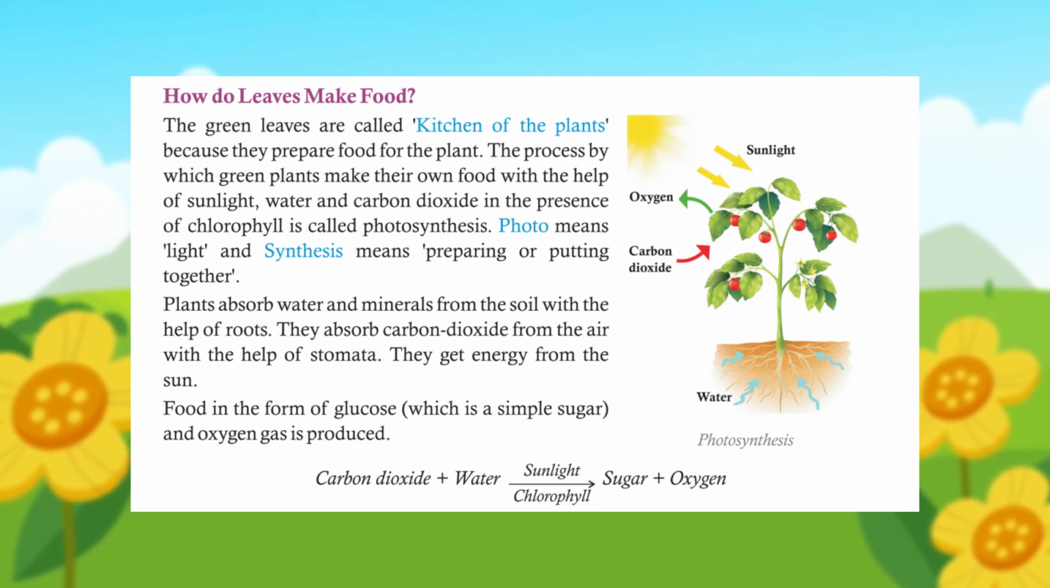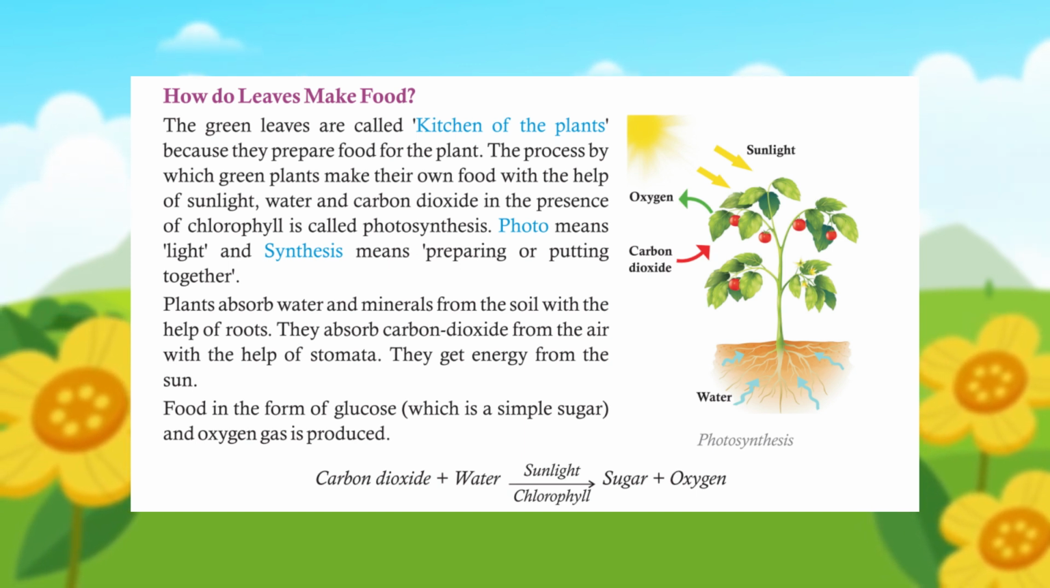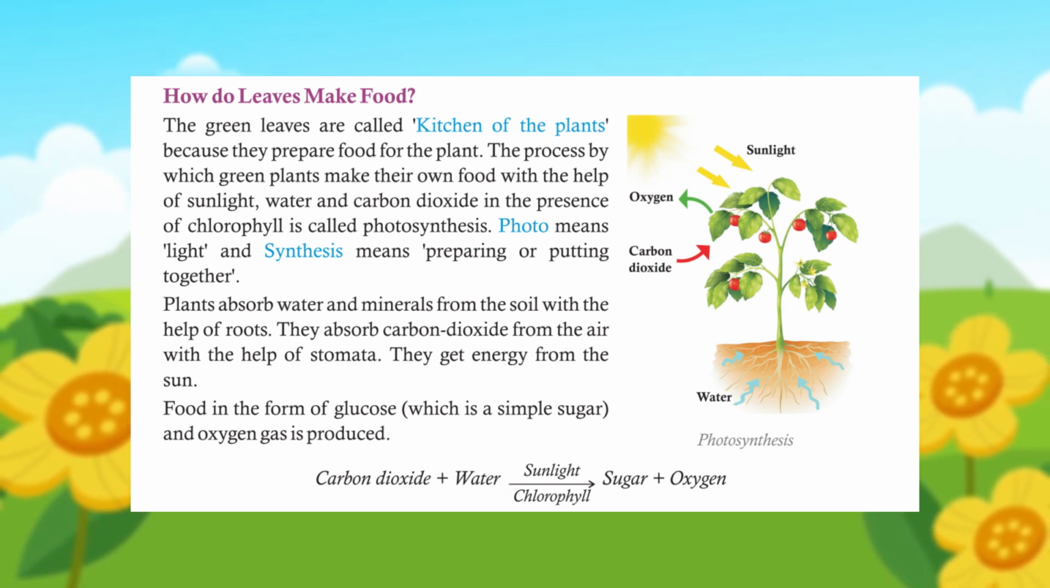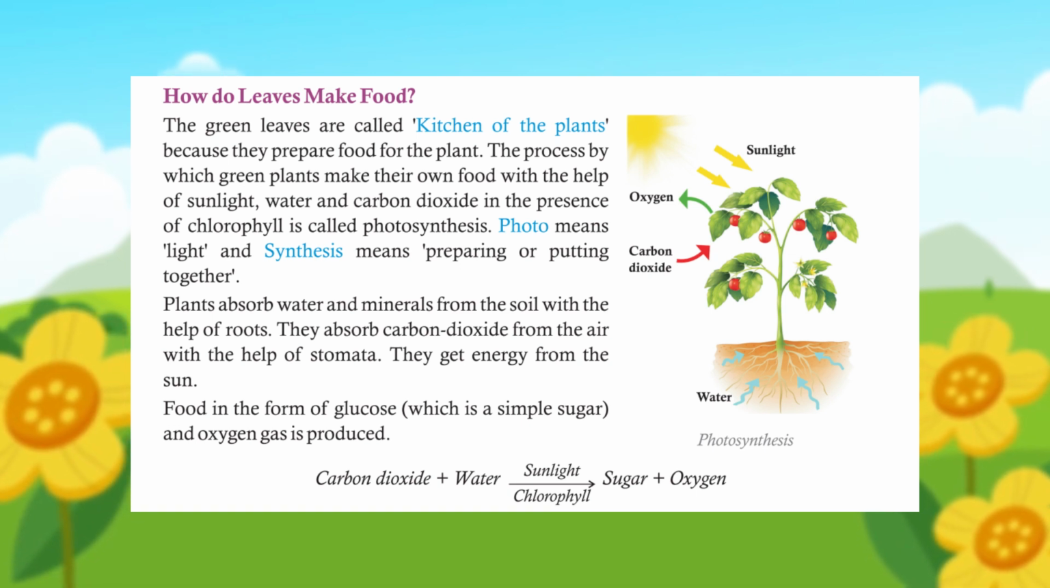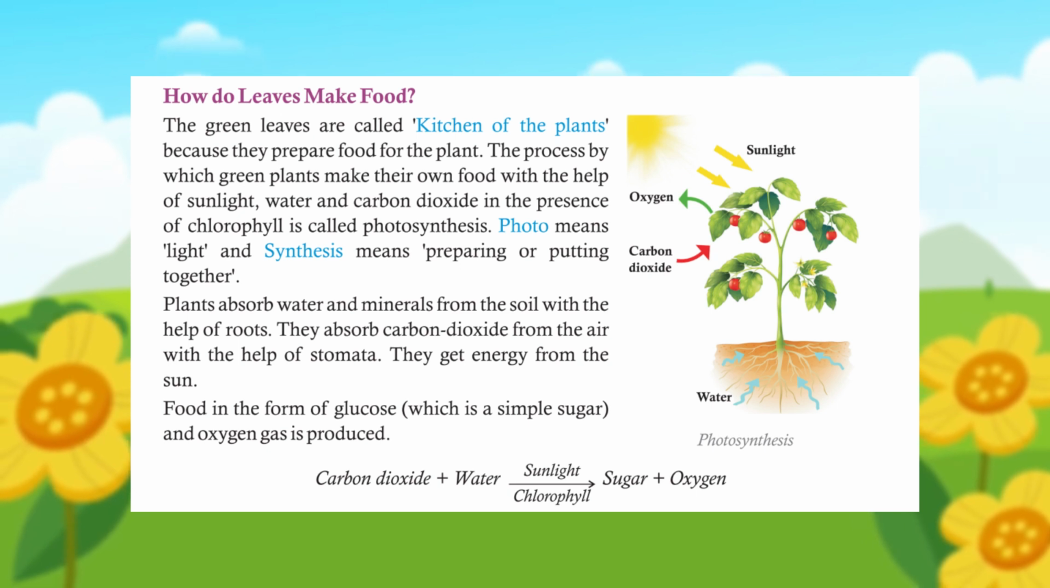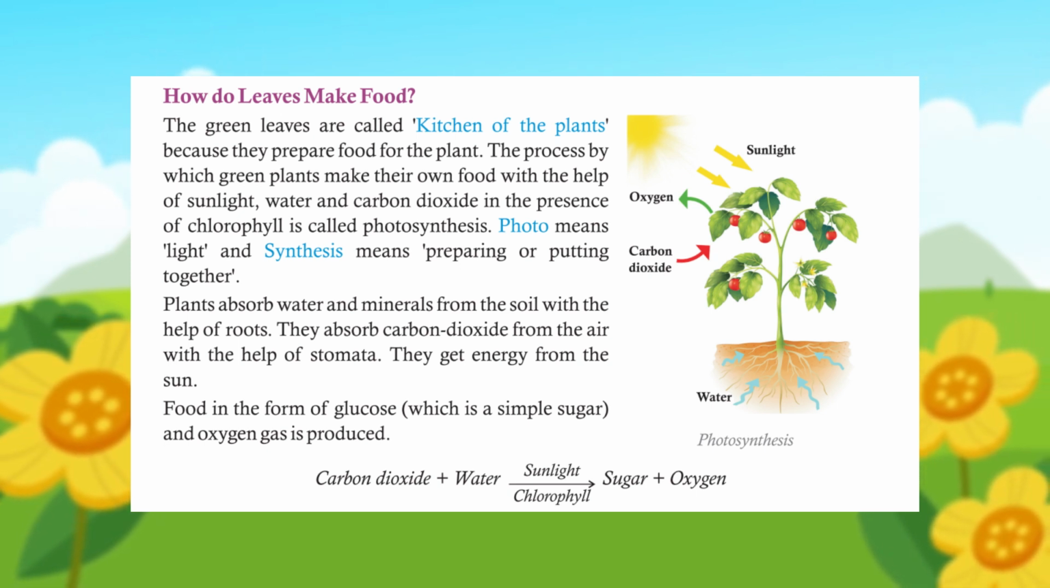Plants absorb water and minerals from the soil with the help of roots. They absorb carbon dioxide from the air with the help of stomata. They get energy from the sun. Food in the form of glucose, which is a simple sugar, and oxygen gas is produced.